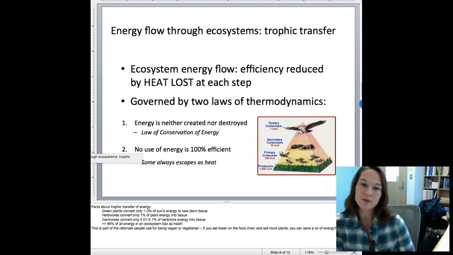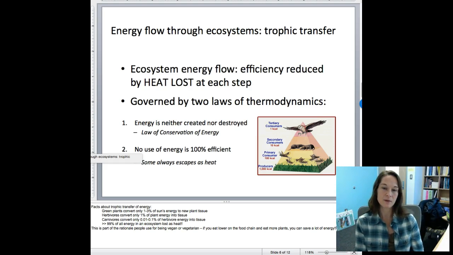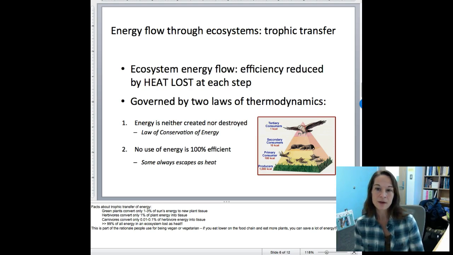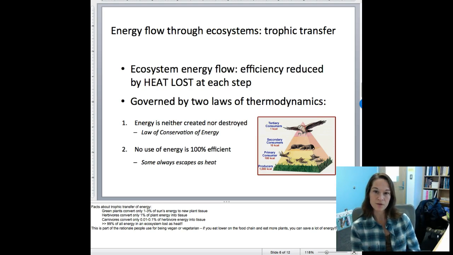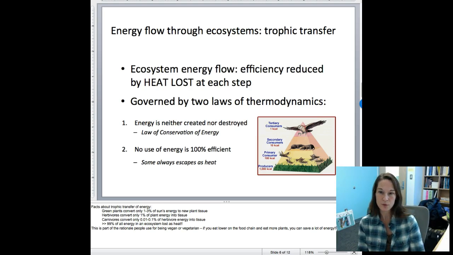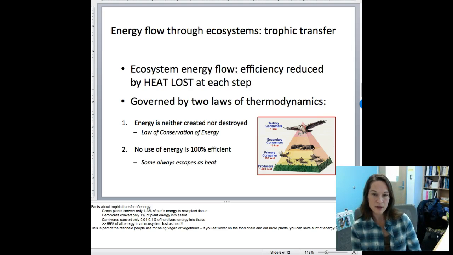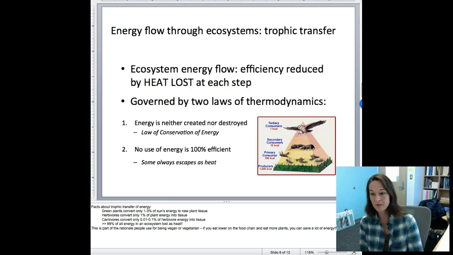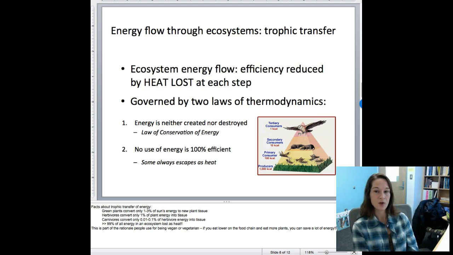The energy flow through ecosystems is a very important concept to think about because it's how we as humans, who are usually at the top of the trophic level, get our energy. And it's through this process of energy flow through ecosystems, also known as trophic transfer. However, ecosystem energy flow is governed by 2 laws of thermodynamics, which you should be very familiar with by the time this class is over.